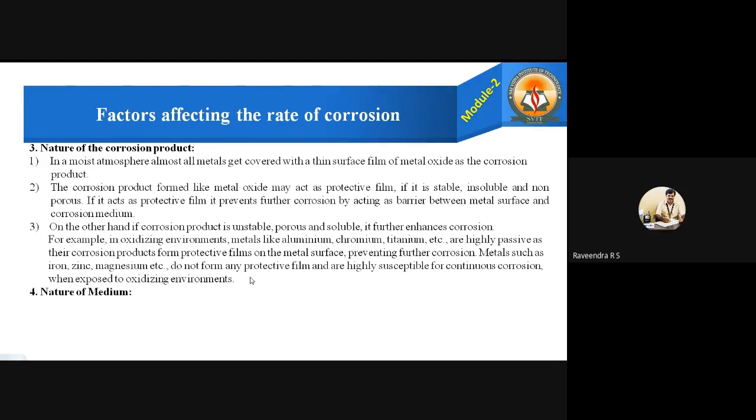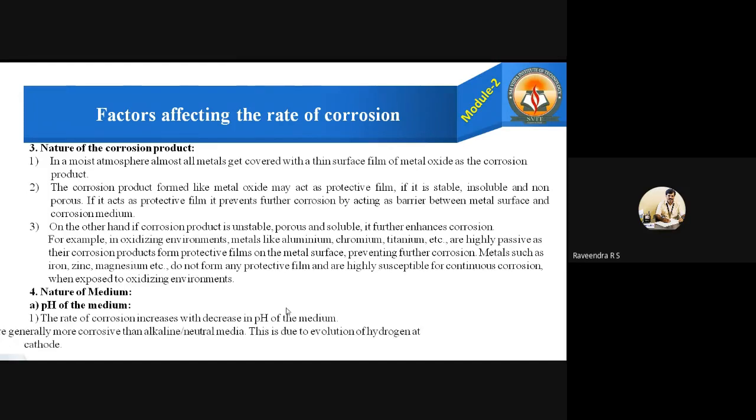Fourth one, the last factor, nature of the medium or the nature of the environment. First, pH of the corrosion medium. The rate of corrosion increases with a decrease in the pH of the medium. Why? Because acidic media are generally more corrosive than alkaline or neutral media. This is due to the evolution of hydrogen at the cathode. For example, when the pH is less than 4, the rate of corrosion increases due to the higher concentration of hydrogen ions. And when the pH is more than 10, the rate of corrosion decreases due to the formation of an insoluble metal hydroxide on the surface of the metal.